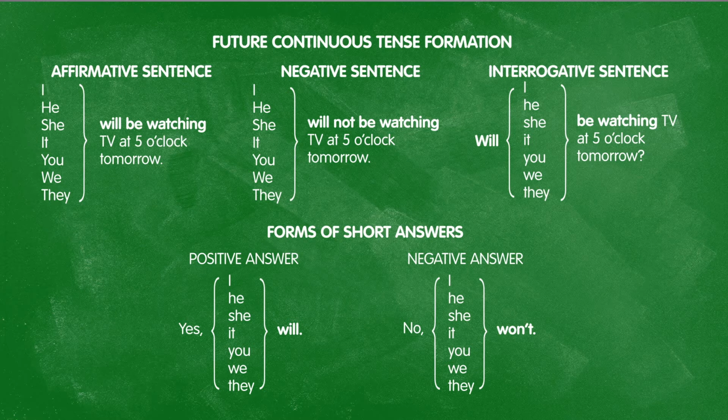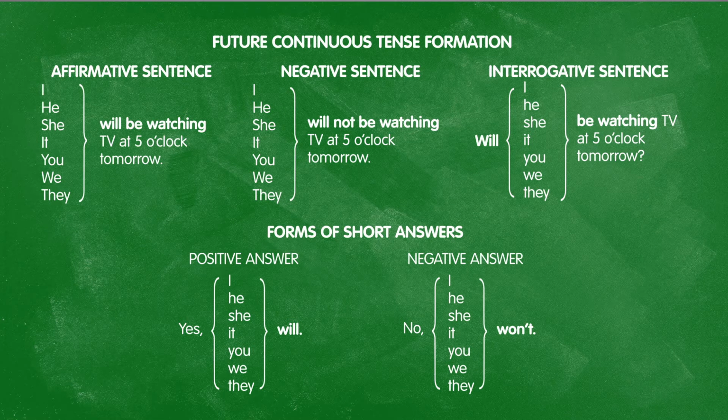Will be watching, or will be doing, or will be swimming. Will be combined with the present participle, just like in every other continuous tense. For example, I will be watching TV at 5 o'clock tomorrow. To make a negative sentence using the future continuous tense, all you do is add not after will, just like you do in future simple.